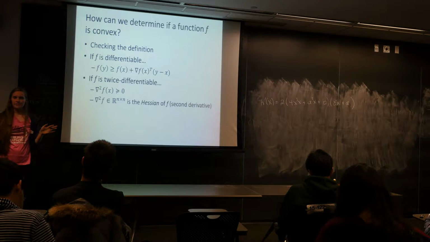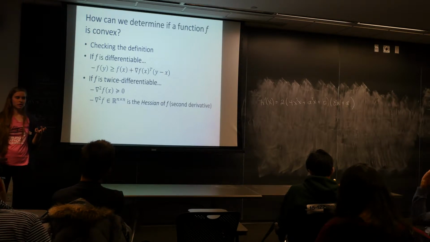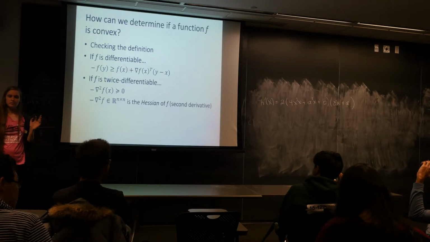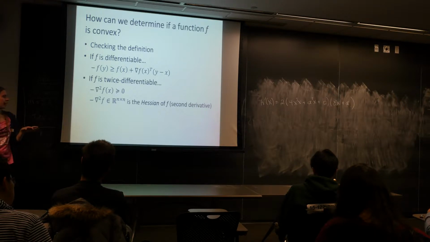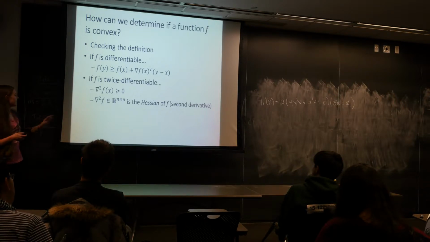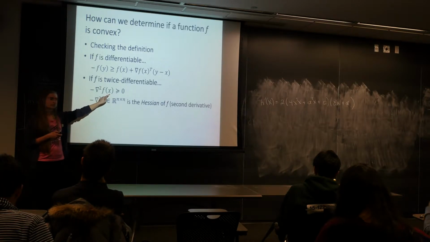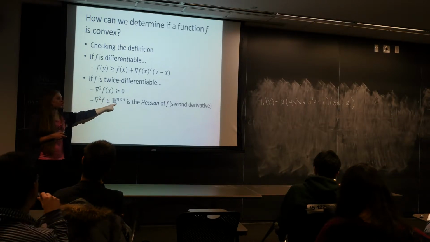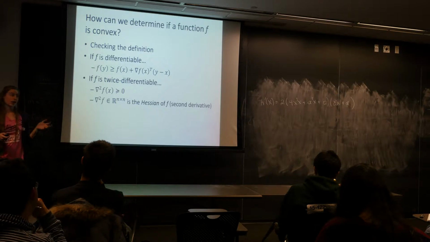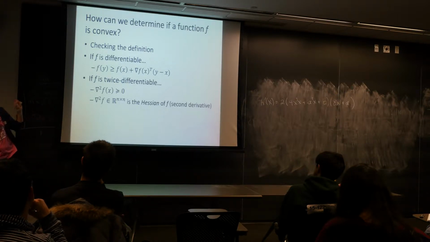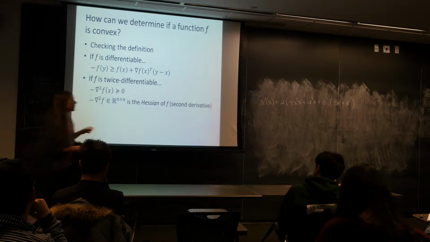How many people here have encountered a Hessian before? Okay, most of you. If you haven't, the idea is this: suppose x is an n-dimensional vector. The Hessian is going to be an n by n square matrix, where each element, or maybe I'll just write it down.